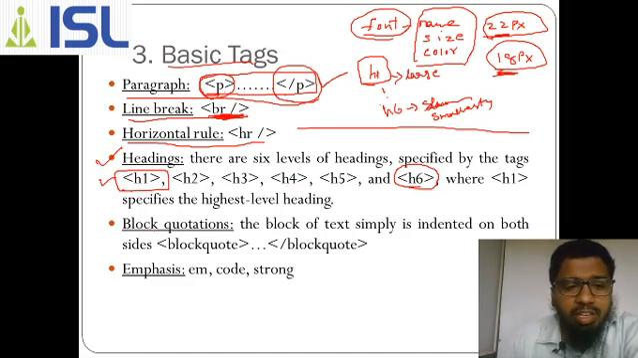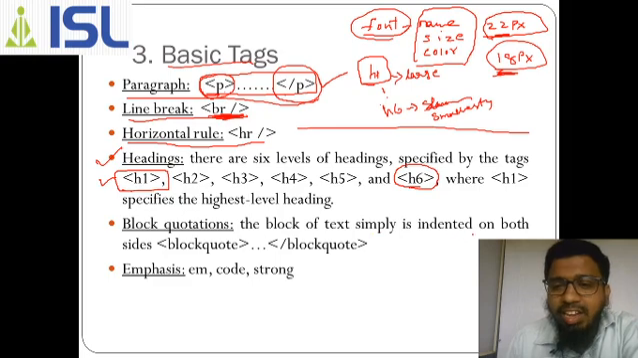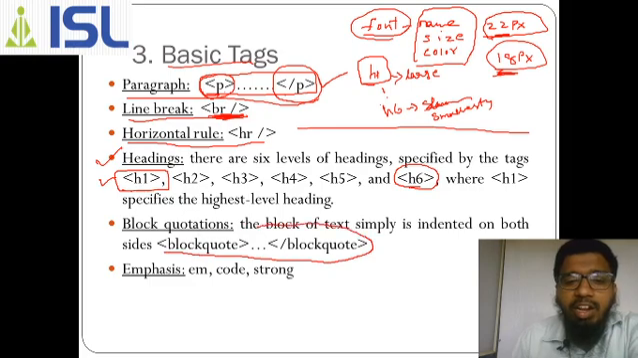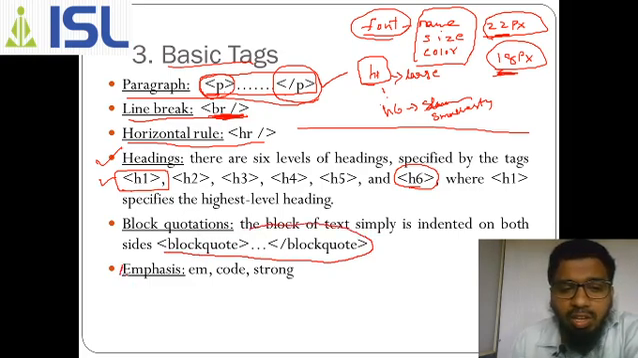Okay, next is block quote. What is a block quote? A block of text is indented on both sides. If you use this block quote, then it will be indented. Indent is nothing but, if you don't want to start from here and want to start from here, you can give the indent. So with the help of block quote you can do that.